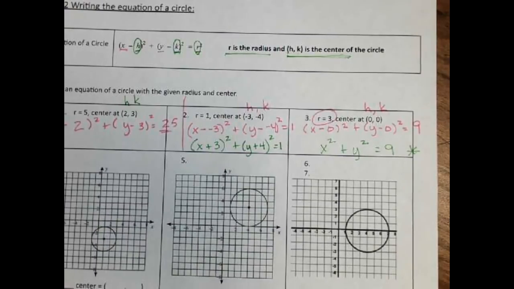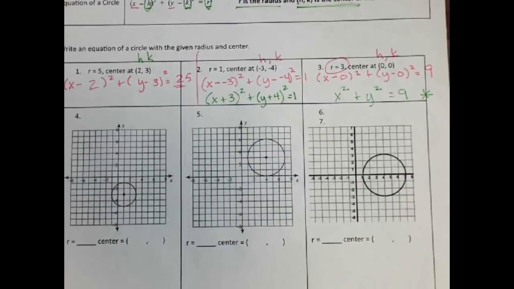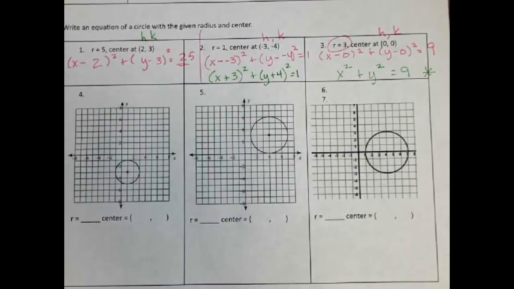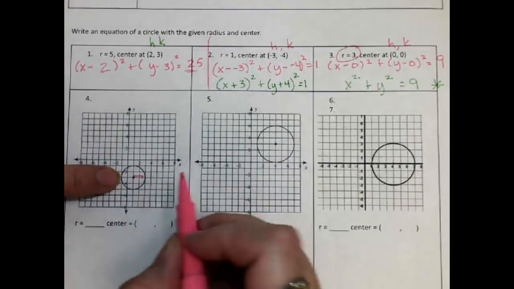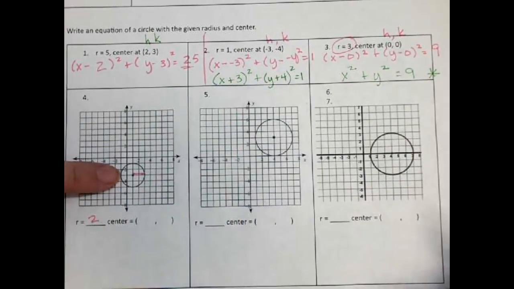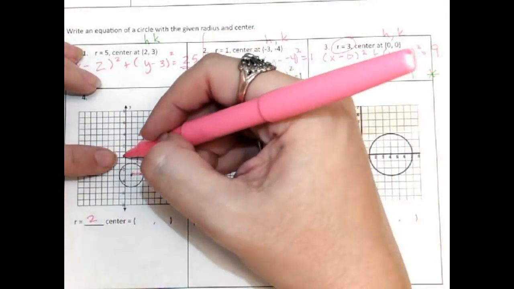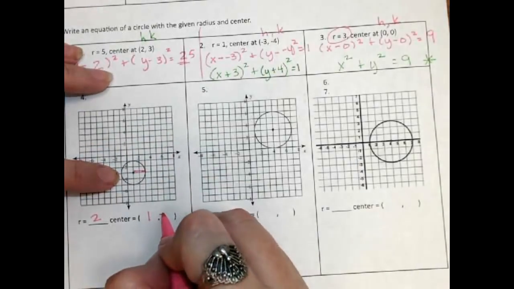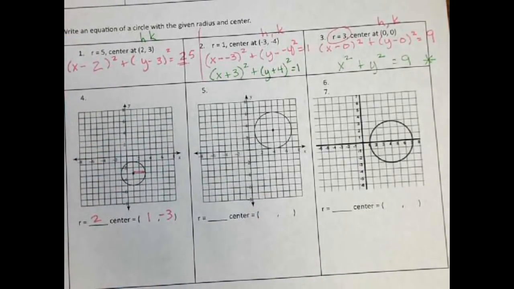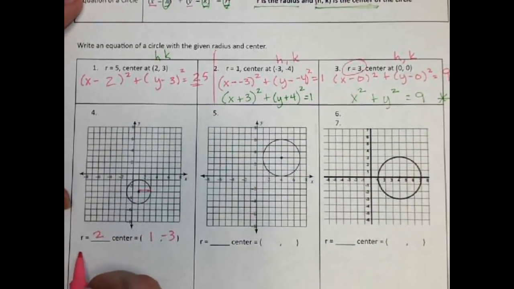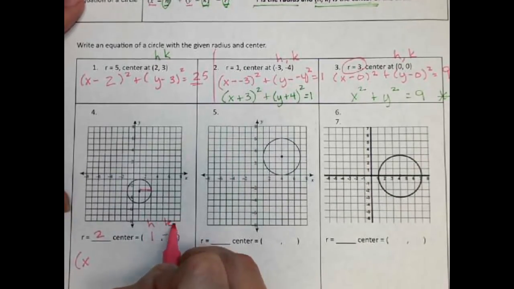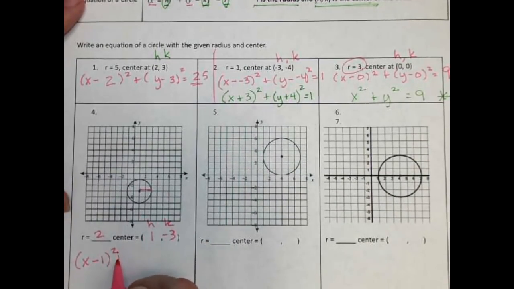Now, what if they don't give you the information? What if they just give you the graph? Well, it's really easy. You just find the information yourself to begin with. First, find what's the radius of the circle. Well, the radius of the circle here is 2. And then where's the center? Well, the center is at 1, negative 3. So now, once you found the radius and the center, now it's just like we were doing on those. Write the equation. X, this is my hk, minus 1 squared plus y plus 3 squared equals r squared, 4.